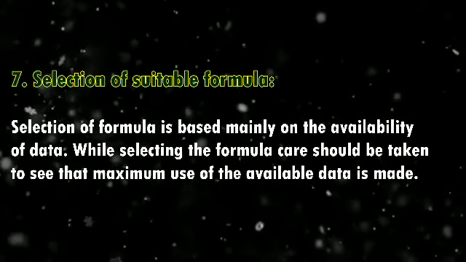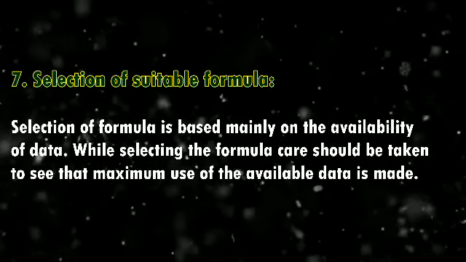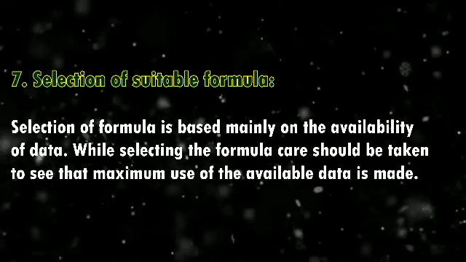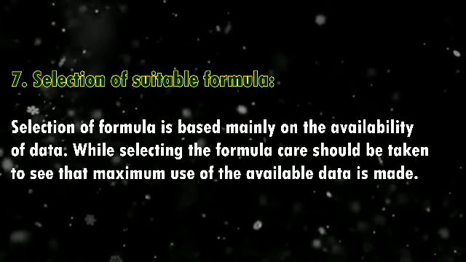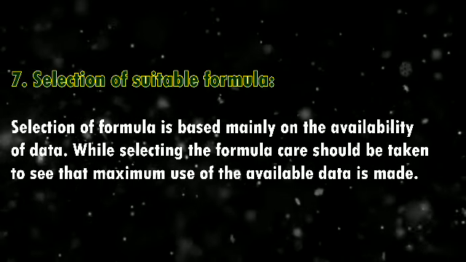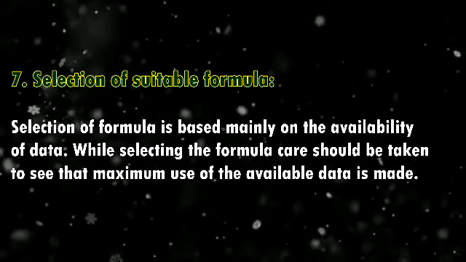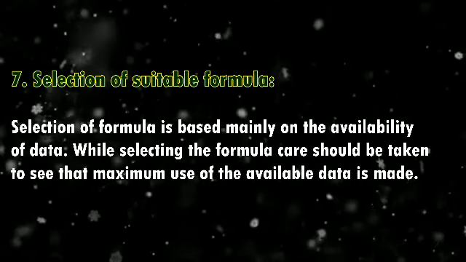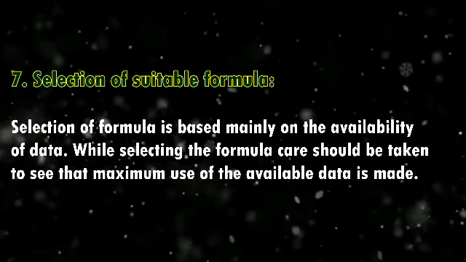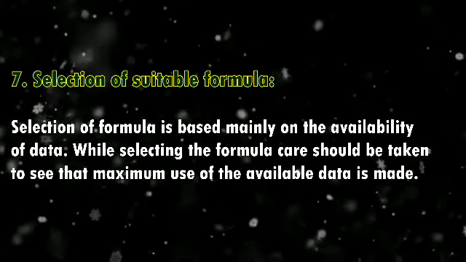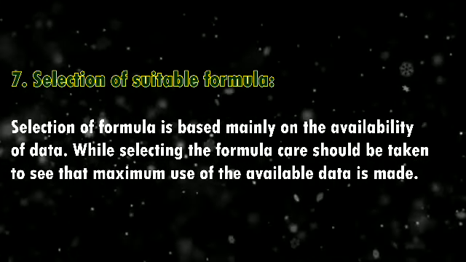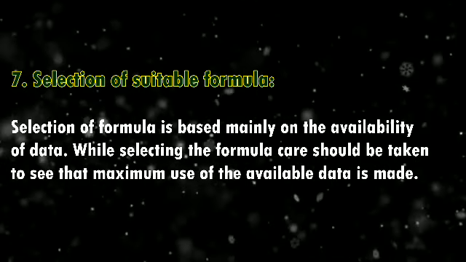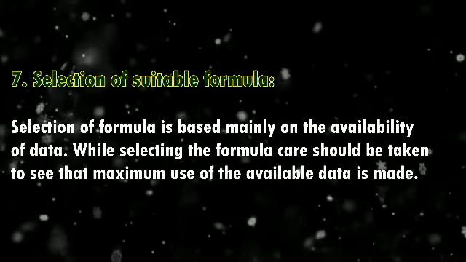Seventh step, selection of suitable formula. A number of formulae have been devised to construct an index number, but the selection of a formula is based on the availability of data and purpose of the index number. No single formula may be used for all types of index numbers. After deciding all the factors, appropriate formula is selected to represent the data correctly. While selecting the formula, care should be taken to see that maximum use of the available data is made.